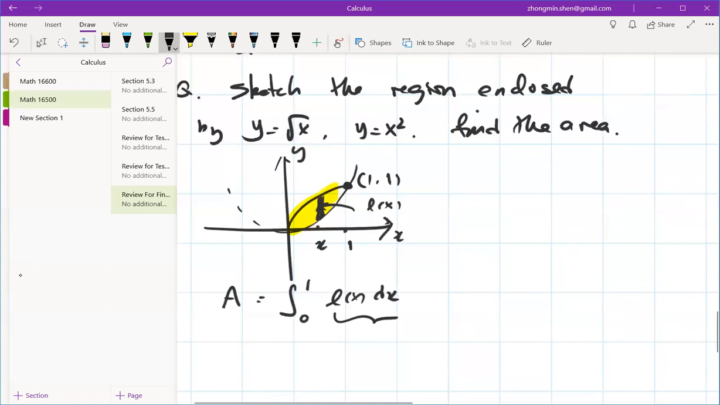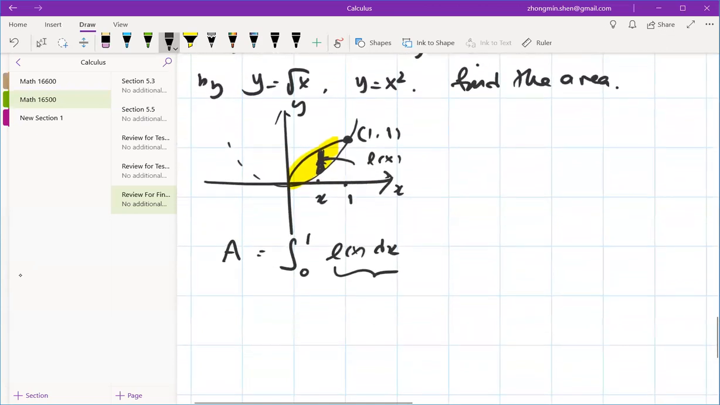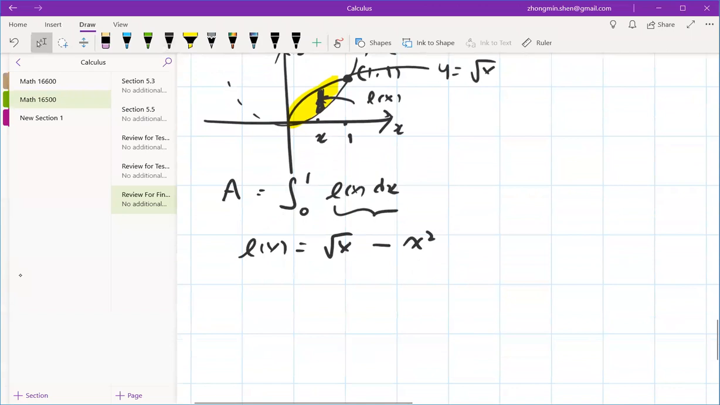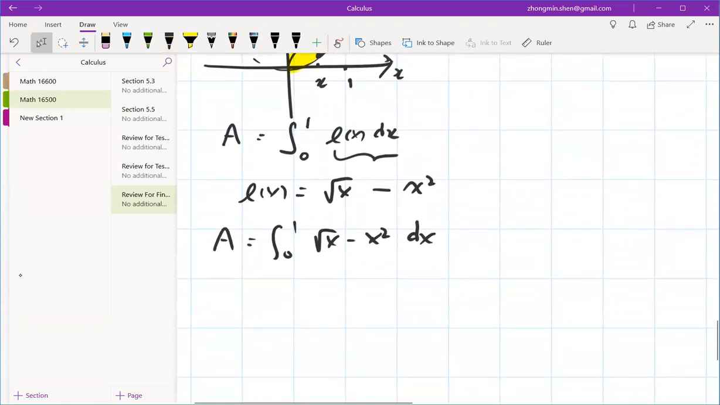Okay. So you have to express the length of this piece. Both functions are expressed in terms of x: y equals square root of x and y equals x squared. Which one is on top? Square root of x. So the length equals square root of x minus x squared. y equals x squared is the curve below that. So the area is going to be the integral of the difference dx. Okay. Let's find the antiderivative of this.